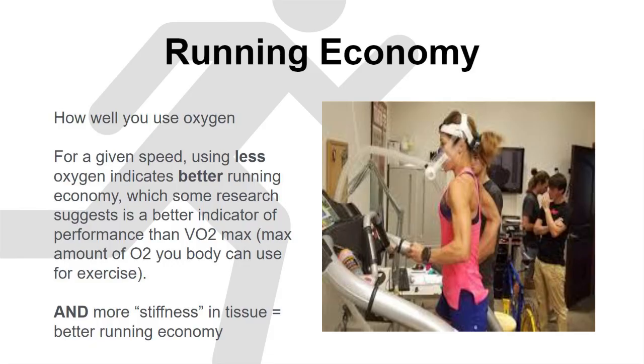So for a given speed, say there's two of you, or me and Josh, who is a much better runner. If we were running at 6 miles per hour, he will be much more efficient in running than I will be, in that he's probably using less O2 compared to me because I'm just not as trained as he is. So what that really means is hopefully with the same speed as your competitors, you're utilizing less oxygen. And that comes from the muscle stiffness in the tissue.